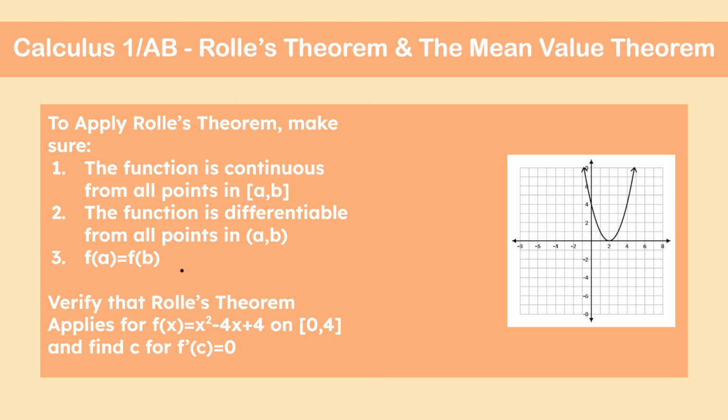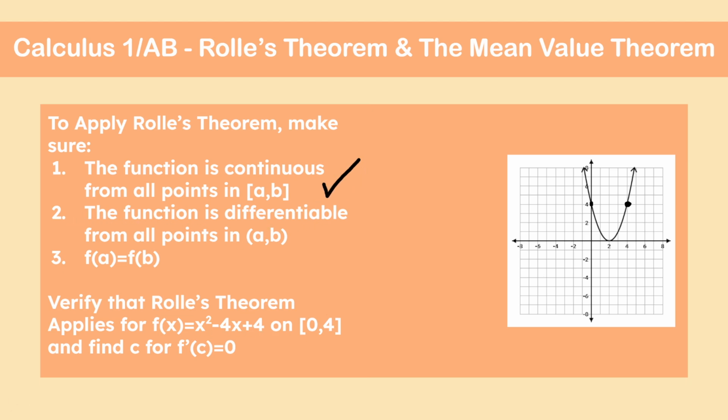So using these guidelines, we're going to verify that Rolle's theorem applies for f of x is equal to x squared minus 4x plus 4 on the interval 0 to 4. This is going to be our left boundary over here and our right boundary over here. The first thing we're going to do is check if it's continuous for all points in [a, b]. This is just a polynomial. All polynomials are continuous for their entire domain. So this can be checked off.